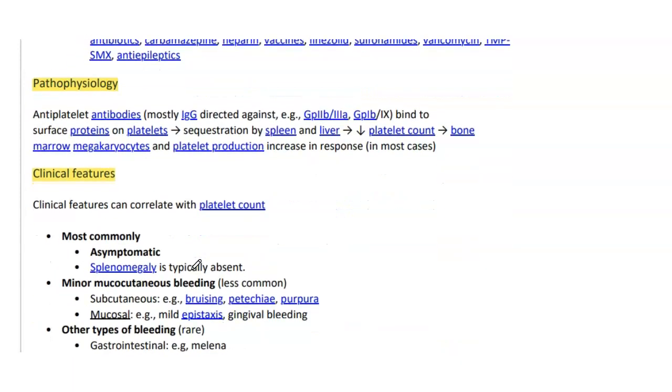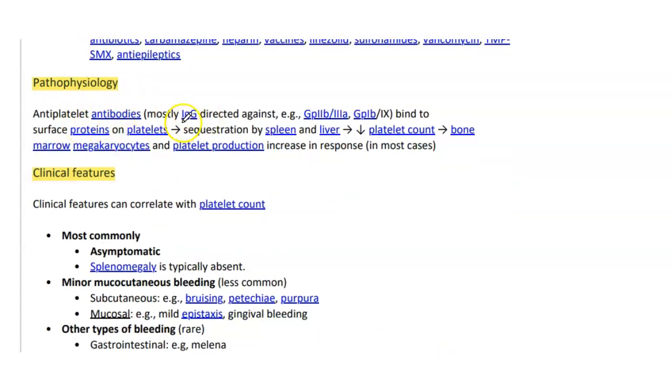What is the underlying pathogenesis? Antiplatelet antibodies, mostly IgG, are directed against GP2B3A and GP1B9 receptors, which are platelet adhesion receptors. These antibodies bind to the surface protein on the platelets, leading to sequestration of the platelets by the spleen and liver, so the platelet count decreases. This leads to an increase in bone marrow megakaryocytes and platelet production. So the bone marrow will respond to this destruction.